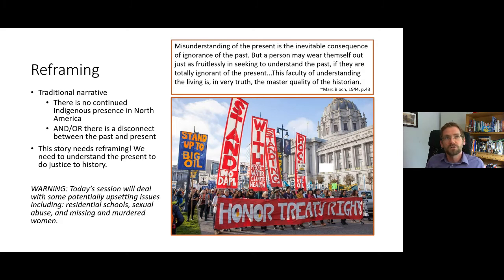Now, whilst we do this, and I'm going to hand over to Leandra for most of today's session, I do want to flag up that we are going to deal with some potentially upsetting issues, nothing graphic, but equally I just want you to be aware of those. So we will be talking a bit about residential schools. We will be talking about sexual abuse and missing and murdered women. So just to be aware that those things are coming up. And if you don't feel comfortable with that, clearly, please feel free to log off or have a word with the teacher or whatever else. But just wanted you to be aware before we move on.